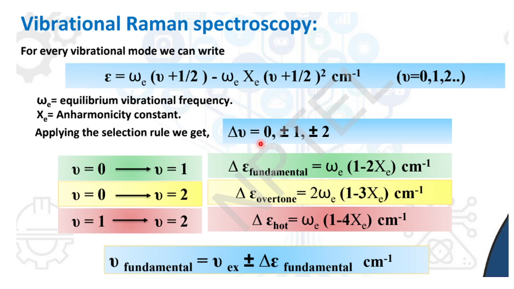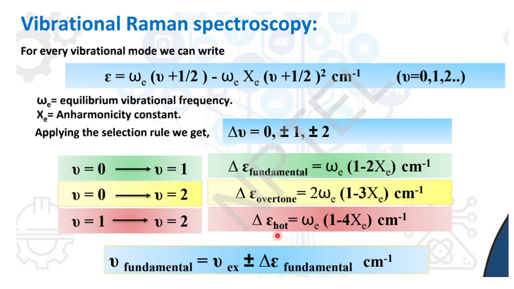And here, after quantum analysis, the solution is that delta nu could take the values 0, plus minus 1, or plus minus 2. If delta nu equal to 0, that means it is Rayleigh scattering. If it is plus minus 1, that is called Stokes or anti-Stokes. If it is plus minus 2, that is called overtone. That means it is not excited from the ground state 0 to 1, it is going from 0 to 2, the second excited state, you may call it.